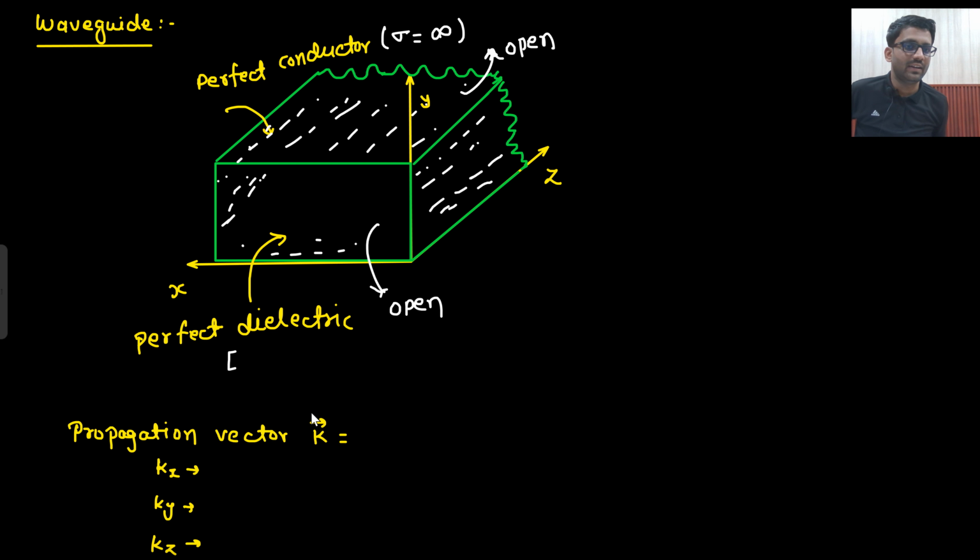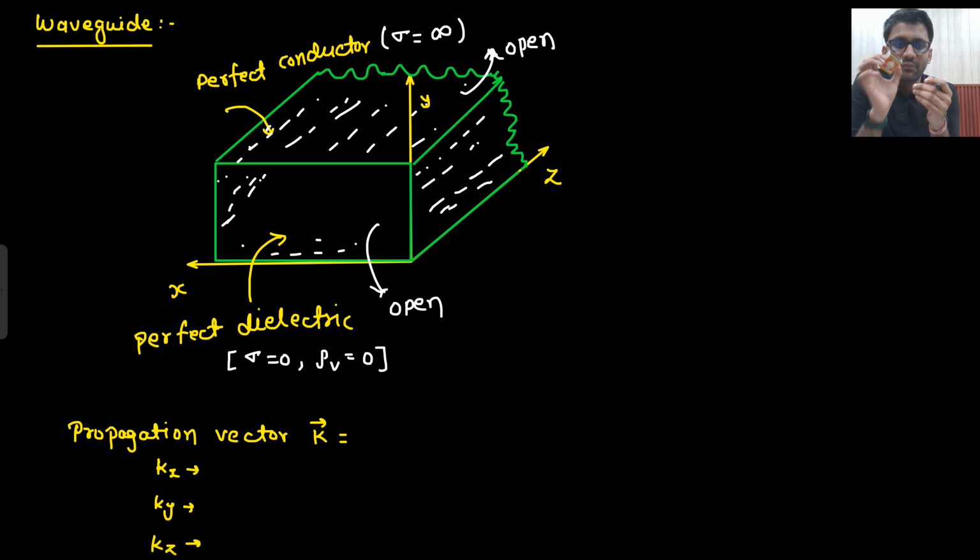But that dielectric is a perfect dielectric. What do you mean by perfect dielectric? In the first lecture only we saw it. Perfect dielectric means sigma is equal to 0 and volume charge density is equal to 0. Okay. Now what will happen? Now in this box, in this empty space, an EM wave will come. Now the EM wave has three directions to go.